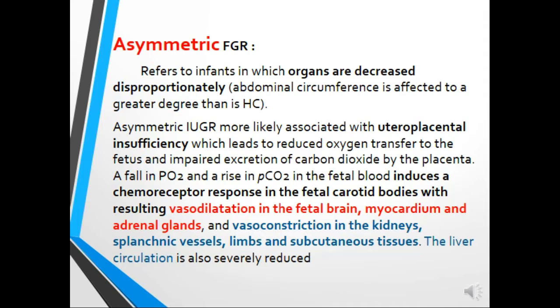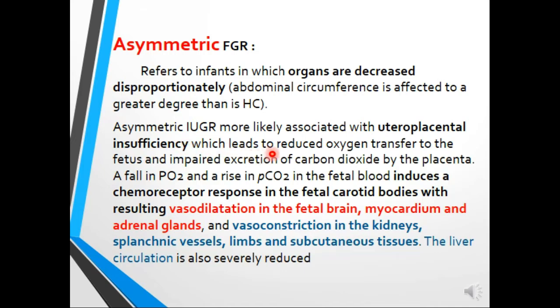Asymmetric FGR refers to an infant in which organs are decreased disproportionately. Here the abdominal circumference is affected to a greater degree compared to head circumference. Asymmetric IUGR is more likely associated with uteroplacental insufficiency.